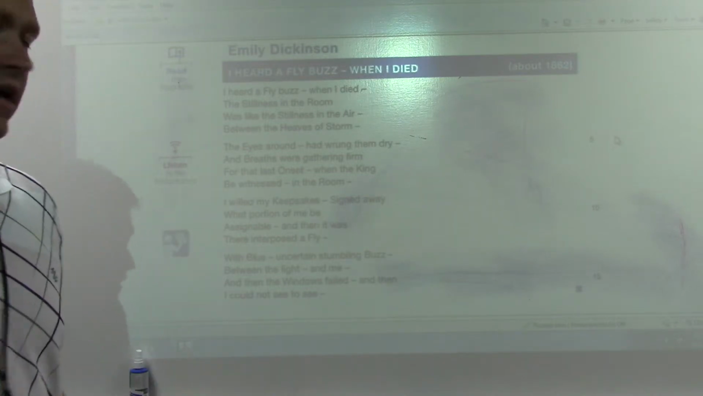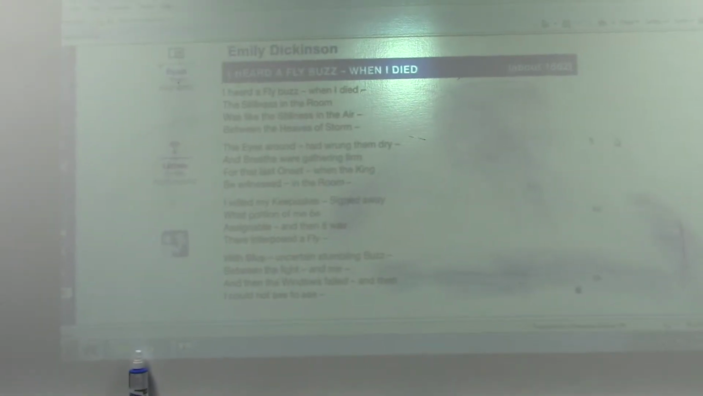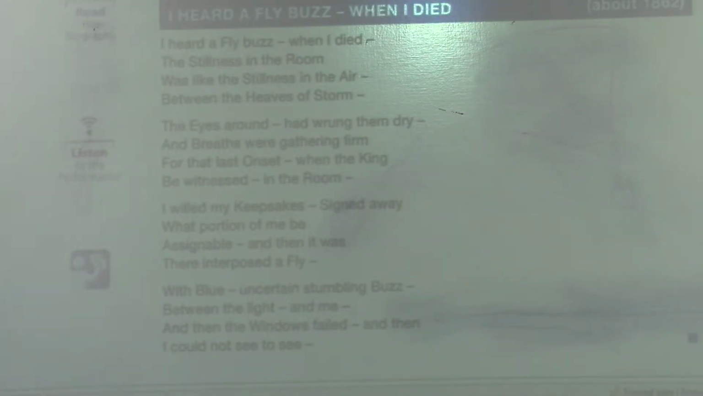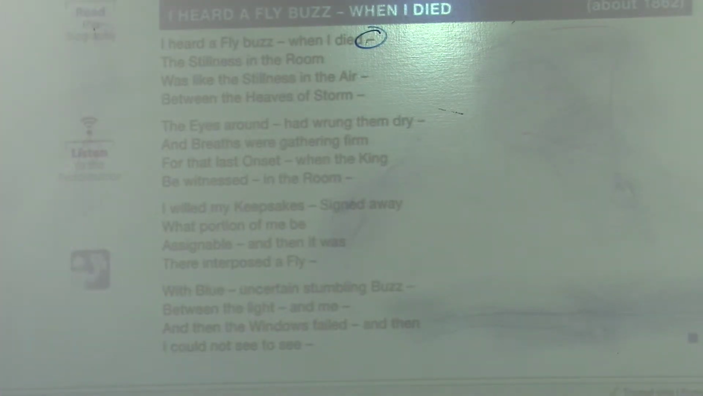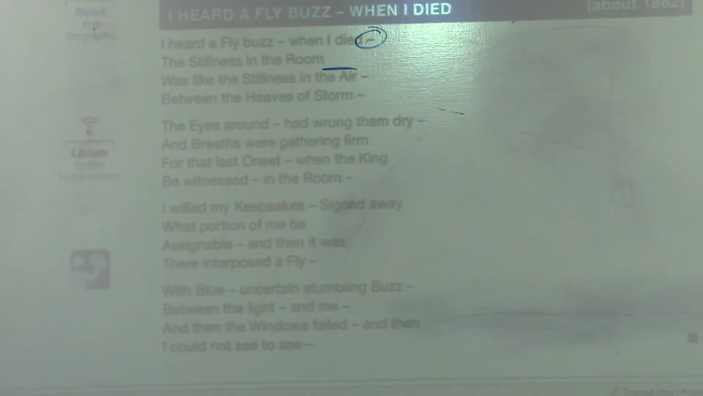So let's just take a look at these lines. Hopefully you can see them in the camera, and maybe I can zoom in. Hopefully that's a little bit better. Okay, so let's go line by line and figure out whether these are end-stopped or whether they are enjambed. I heard a fly buzz when I died. Well, we have the dash, so that's an end stop, right? The stillness in the room was like the stillness in the air. Okay, so we don't have a piece of punctuation here. Now the question is, is it end stopped or is it enjambed?